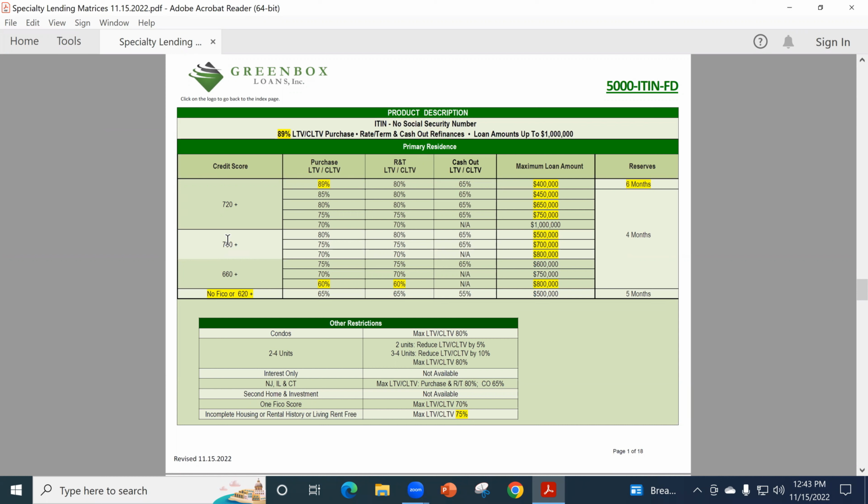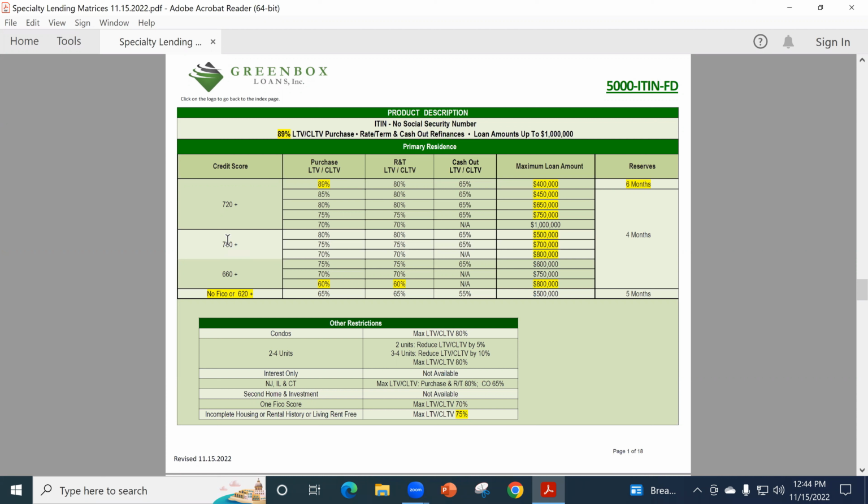So this is basically your ITIN matrix, like Jane is mentioning. There's a lot of changes that just occurred. You do now have an 11% down ITIN program, which I know everybody's been asking about. So please take a look at that matrix. There is, as of today, an 11% down matrix for that.